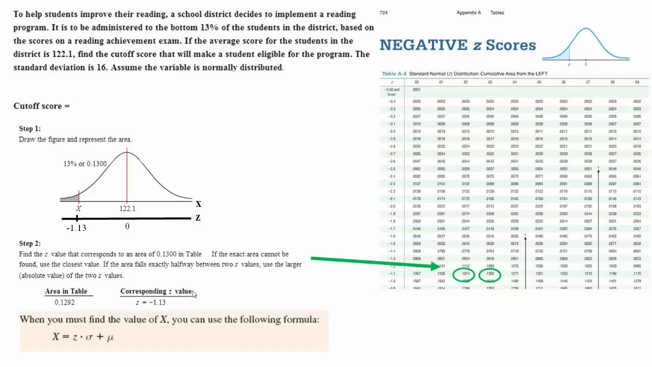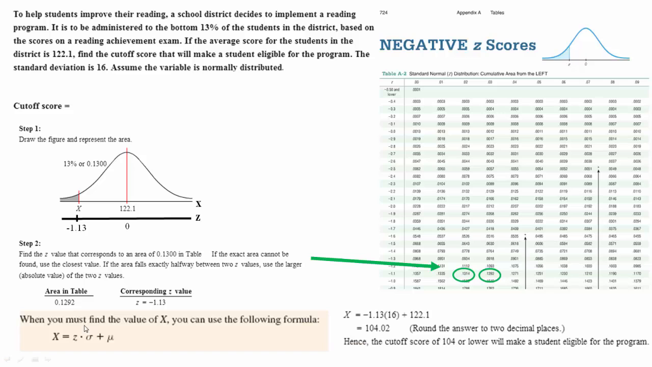Once we get the z value, now we have all the information that we need in order to compute the corresponding x value. We found z from our picture to be negative 1.13, and of course we're always given sigma and we're always given the mean. The standard deviation in our problem is 16 and the mean is 122.1. Using this information to solve for x, we find that x is equal to 104.02.